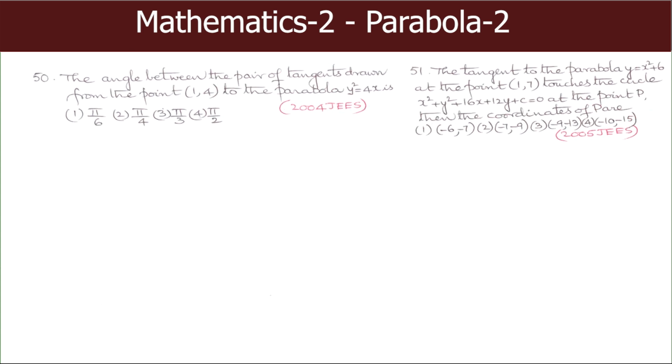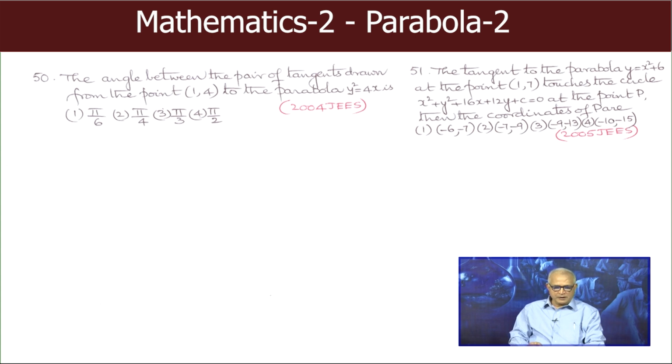Next, the angle between the pair of tangents drawn to the parabola y square equal to 4x from the point 1, 4 is?